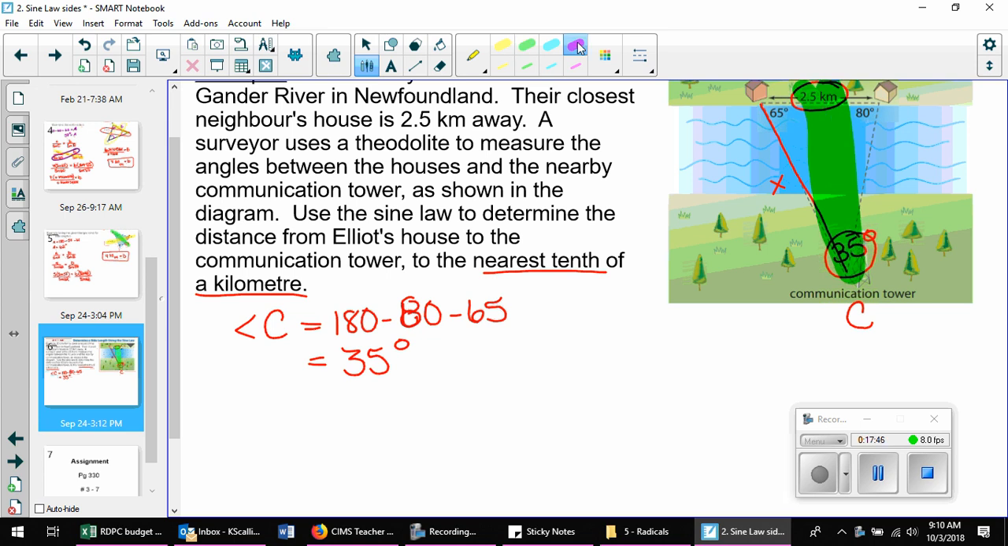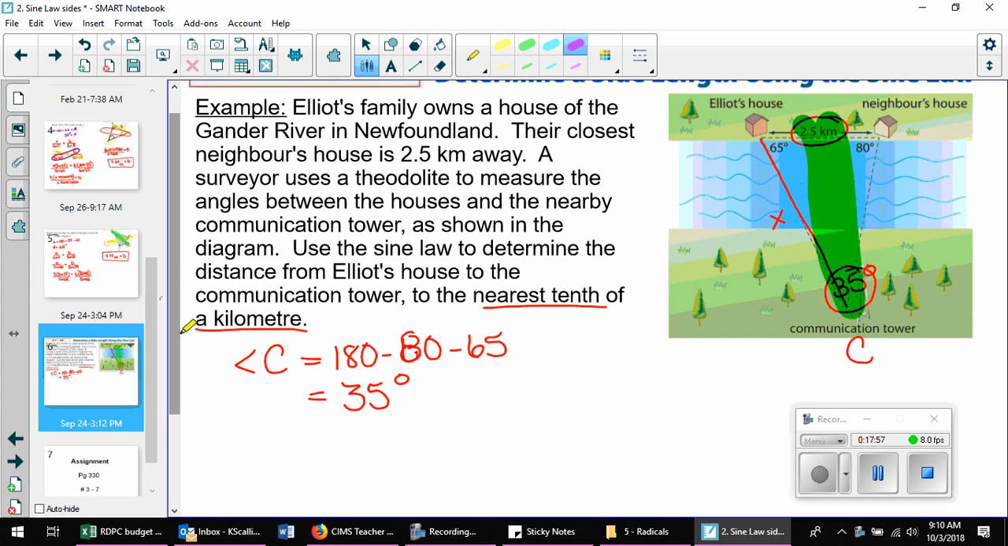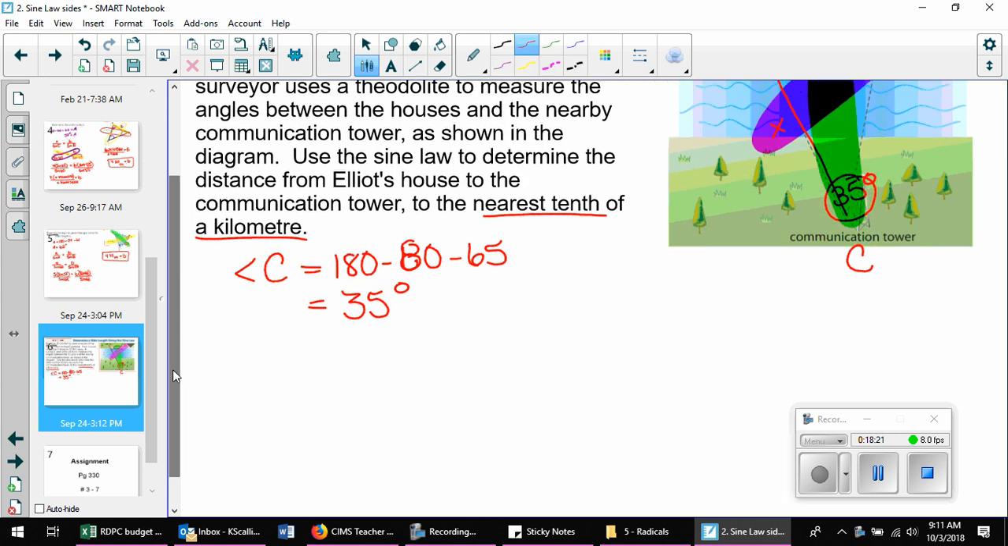And the other one that I'm going to use. So even though it's Elliot's house to the communication tower, really, I'm going to use the angle at the neighbor's house to find this one. The language screws people up, but it doesn't really matter. I know I'm looking for this side of the triangle. Just because the angle's at Elliot's house, it really doesn't matter. So I have to use the neighbor's angle to find Elliot's side. These are things that I find people kind of screw up every now and again.